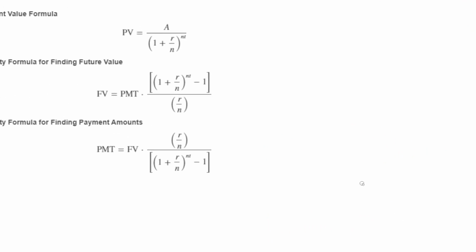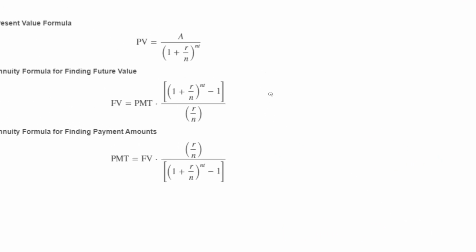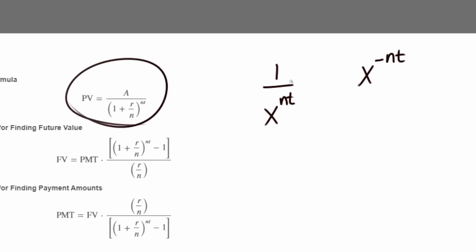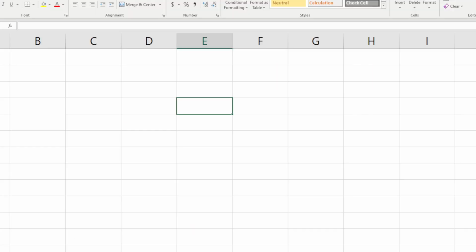One thing to notice is, if you remember our exponent rules, if we have 1 over x to the nt, that can be written the same as x to the negative nt, right? So with the PV, the present value formula, and our payment function, PMT, when we're typing in our NPER, number of periods, and I'll go over the Excel functions in just a moment, you're going to want to make those negative.